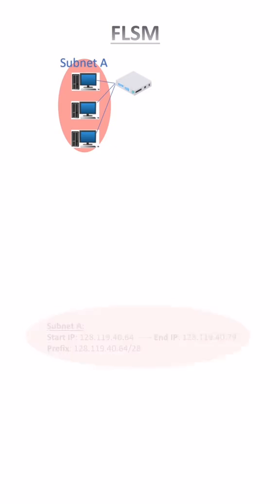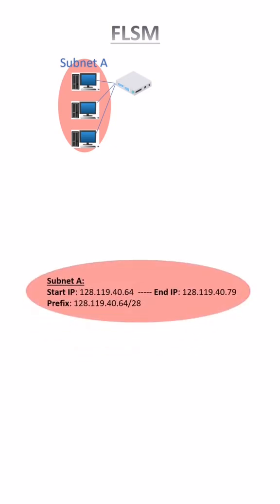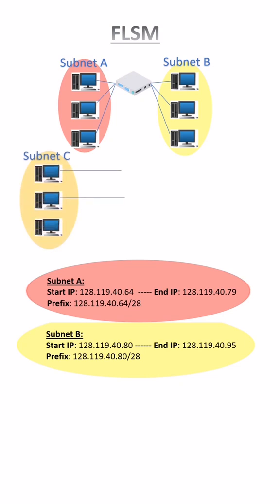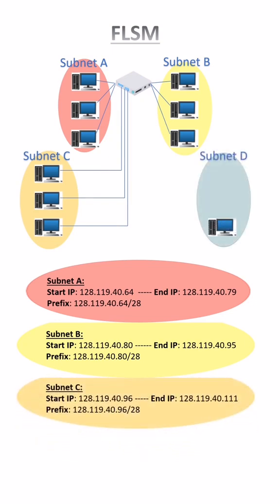Here, our network will be divided into 4 subnets. Subnet A, IP will start from .64 up to .79. Subnet B, IP will start from .80 to .95. Subnet C, IP will start from .96 up to .111. Subnet D, IP will start from .112 to .127.